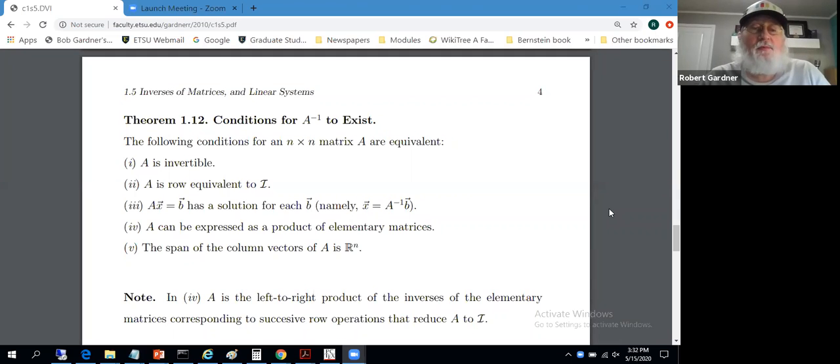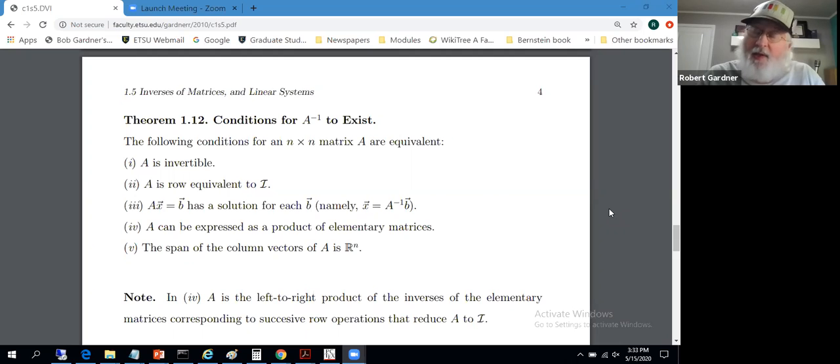So let's finish up the last few topics in section 1.5. Okay, next up is Theorem 1.12, conditions for A inverse to exist. We'll have, this ain't the end of it, a bunch of conditions equivalent to the invertibility of a matrix. Now, one way to remember these is to think how you find the inverse of a matrix.